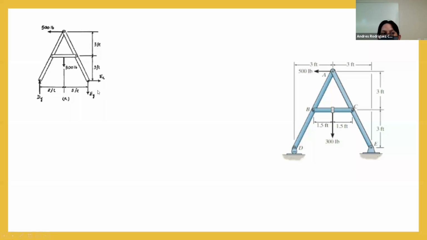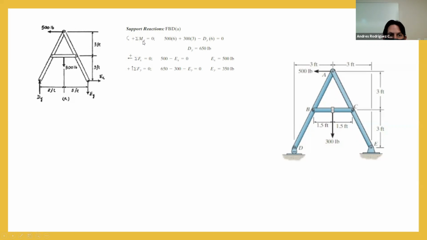So the first step is to do the body diagram. That is this one here, the simplistic view for this one. We got a reaction here, we got a reaction here. As you can see, this is a roller, but this one is a pin. So we are going to have a vertical reaction and a longitudinal reaction in this case, right?